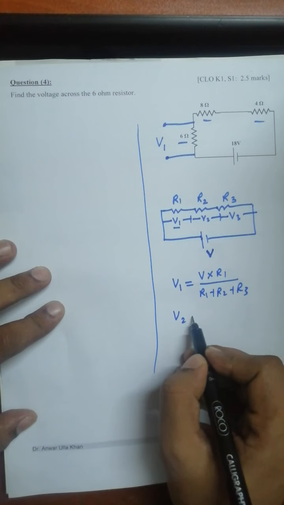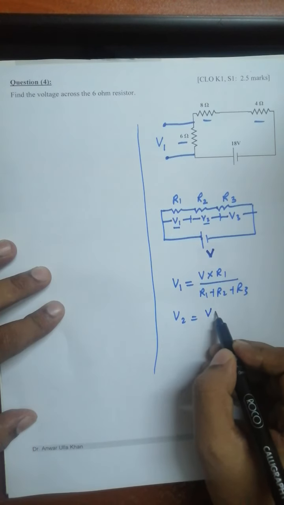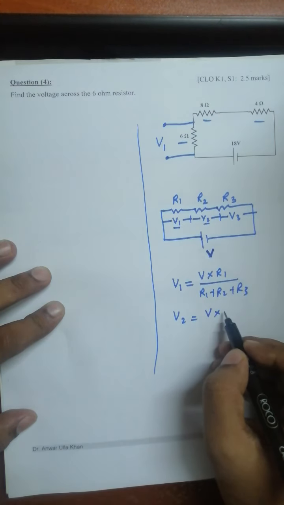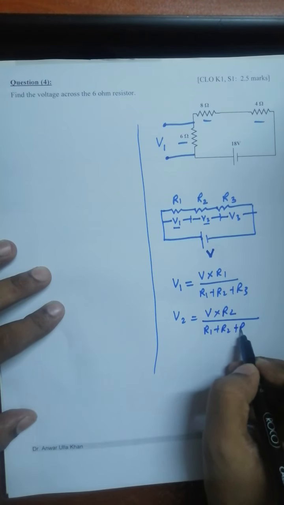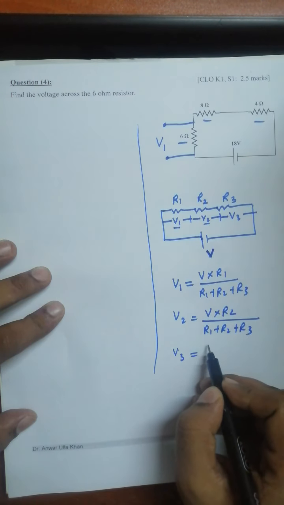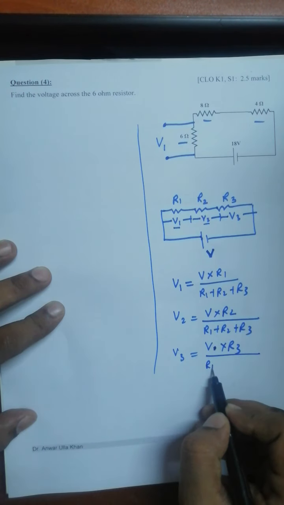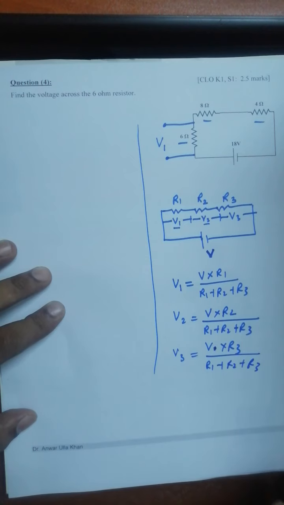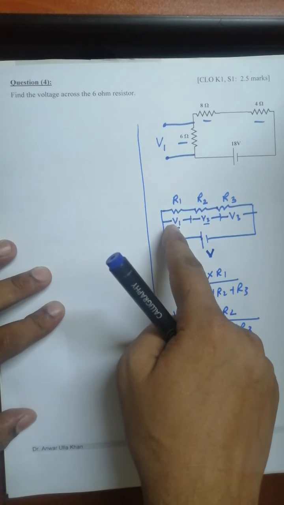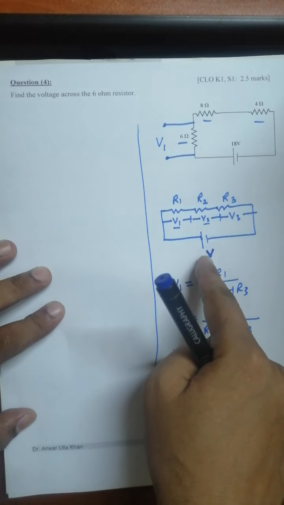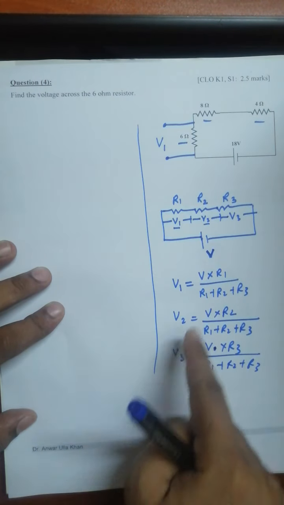In the same way you can calculate V2 also. V2 is equal to the total voltage V multiplied by R2 divided by the sum of all the resistors, R1 plus R2 plus R3. In the same way, V3 will be V multiplied by R3 divided by R1 plus R2 plus R3. You can use this rule. This is called the voltage dividing rule, because the voltage is divided in 3 parts, V1, V2, V3.